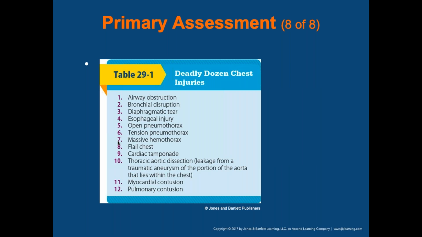This is the deadly dozen chest injuries. So we talked about airway obstruction, bronchial disruption, diaphragmatic tear, esophageal injuries, open pneumothorax, tension pneumothorax, massive hemothorax. So that's air and blood in the lung. Flail chest, cardiac tamponade, thoracic aortic dissection, or leaking from a traumatic aneurysm of the portion of the aorta that lies within the chest. A myocardial contusion, or bruising of the heart, or a pulmonary contusion, or bruising in the lungs.